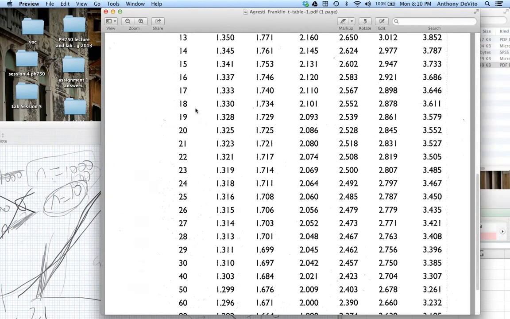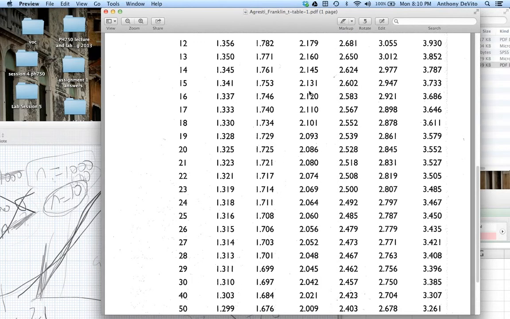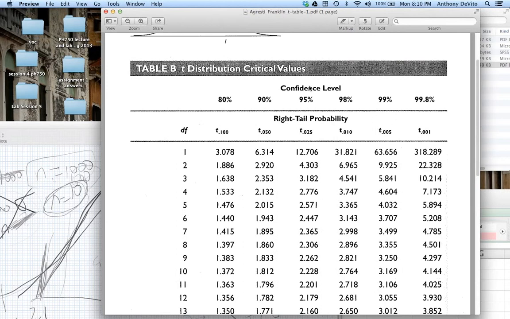Okay, so sample size 16, 15 degrees of freedom, and for a 95% confidence interval it is going to be 2.13. Right? It's going to make a significant difference, about a 6-7% difference in each direction for a confidence interval. Okay, now let's just take a quick look at this again. This column represents what we need for a 95% confidence interval.